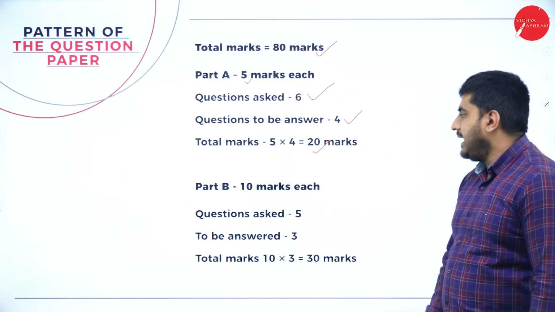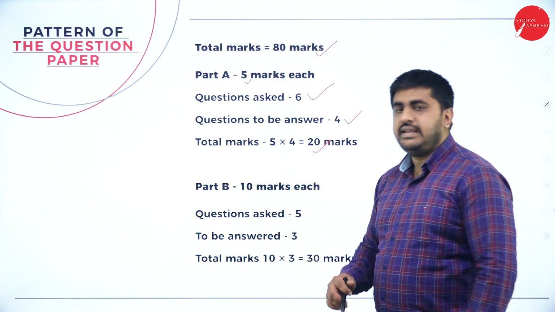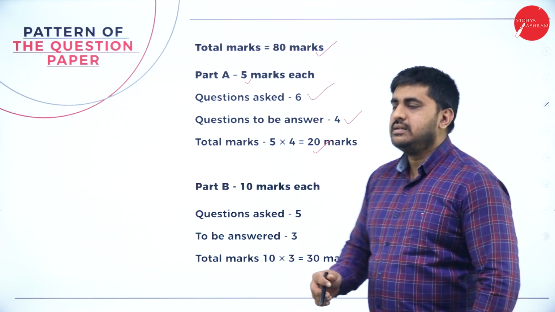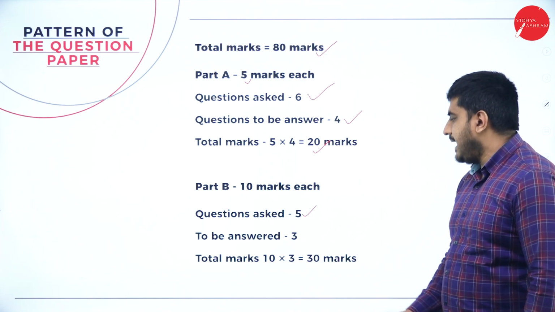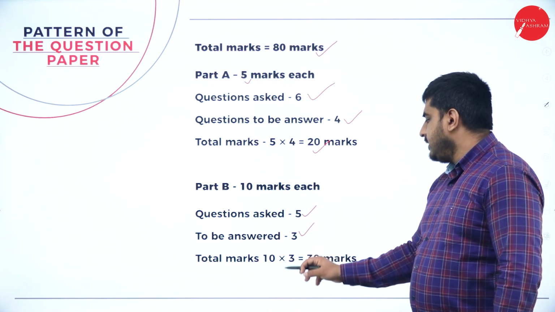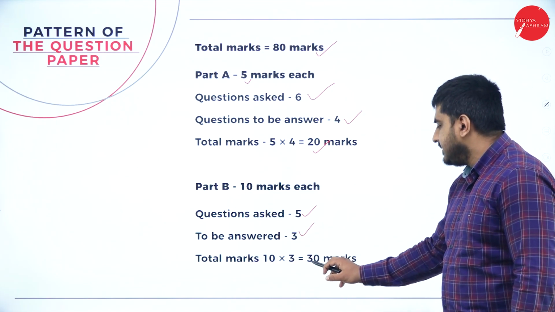Now we go to part B. There are 10 marks for each question in part B. Here 5 questions will be asked. Out of that you can answer any 3. So 3 into 10, the total marks here is 30.